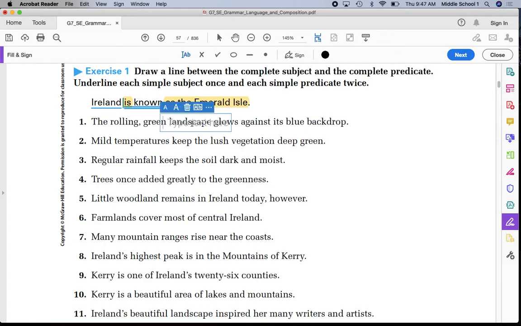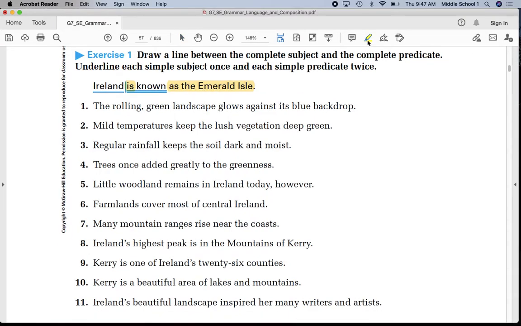My simple subject is landscape. My simple predicate is glows. I put a line in between landscape and glows. Underline landscape once, glows twice, put a line in between. Let's notice the location of the subject and the predicate and where my line goes between.